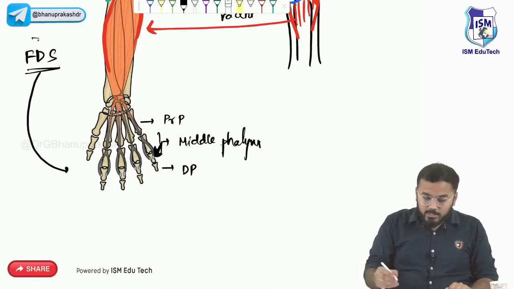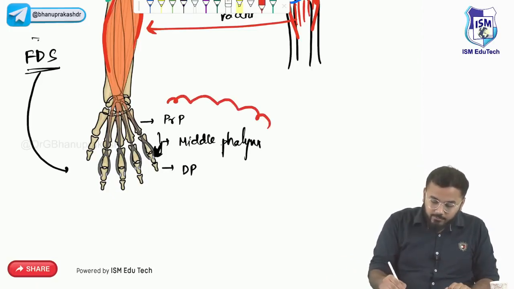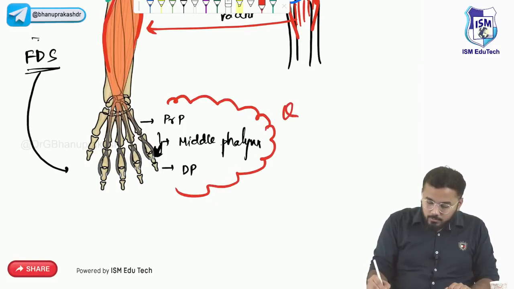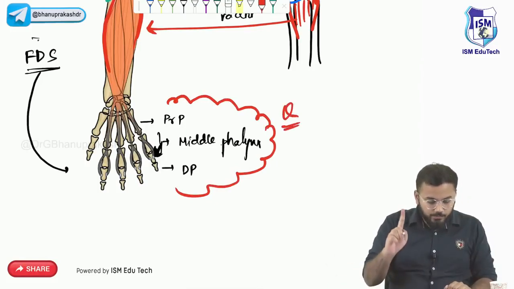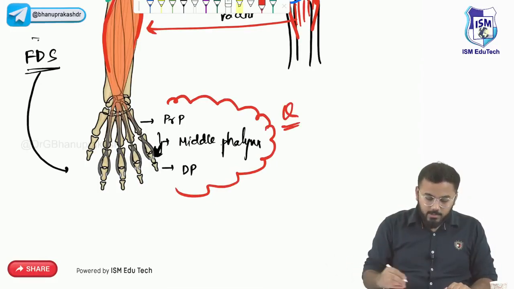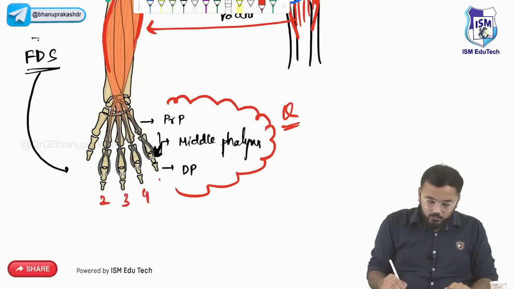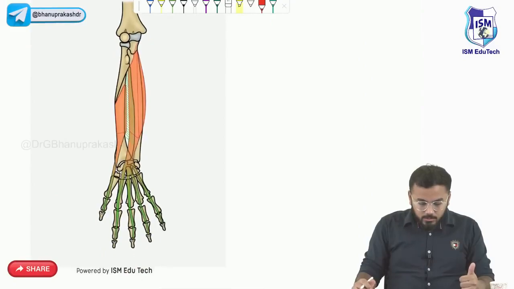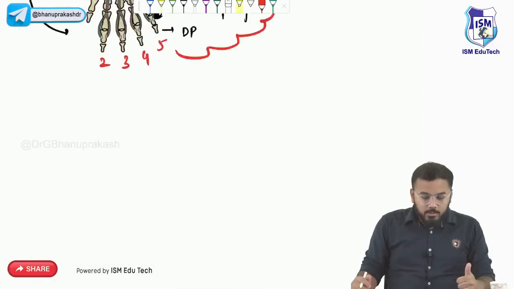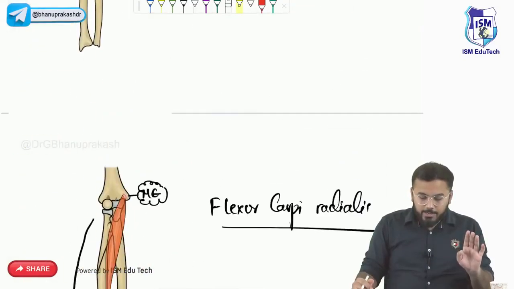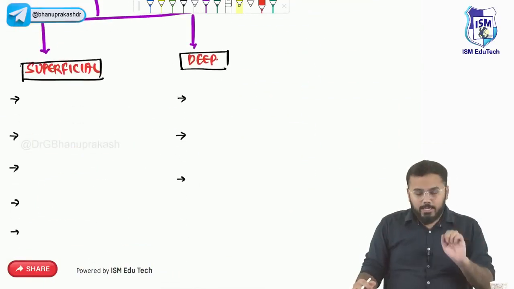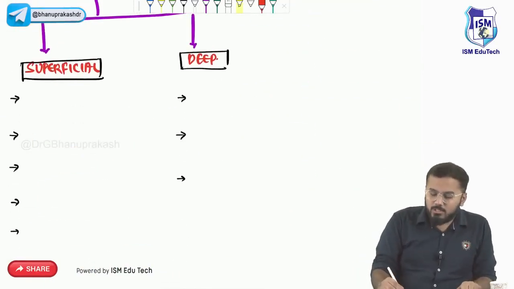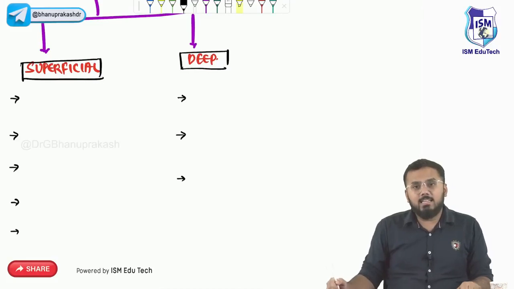Very good, guys. So this is an important MCQ which they will confuse. It is inserting to the middle phalanx. So this is 2, this is 3, this is 4, and this is 5. Clear, everyone? Right. So guys, what I'm trying to tell you is that we shall write down the names. Sir, how do you remember? Because it is very difficult. Many muscles are there.